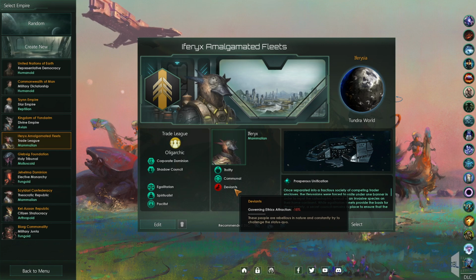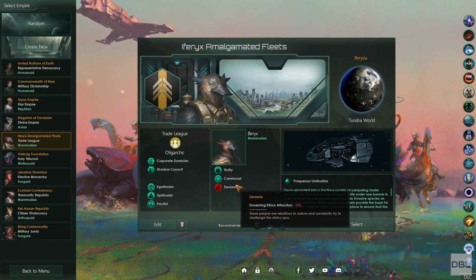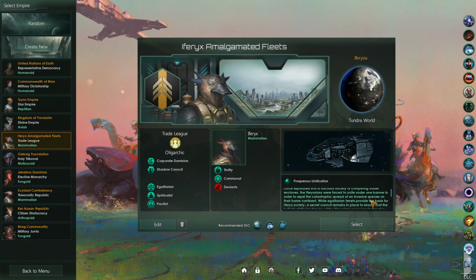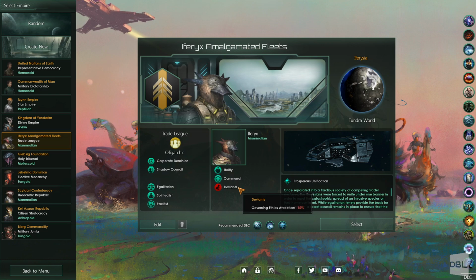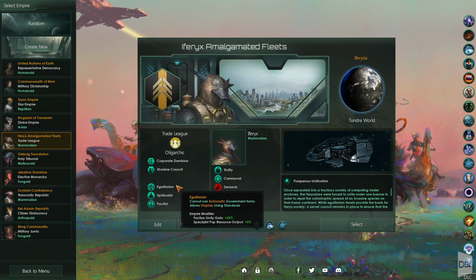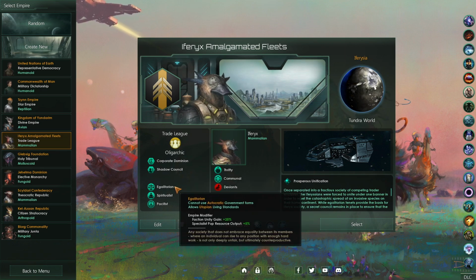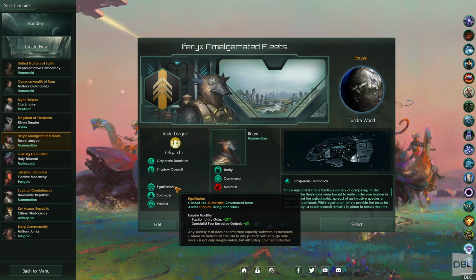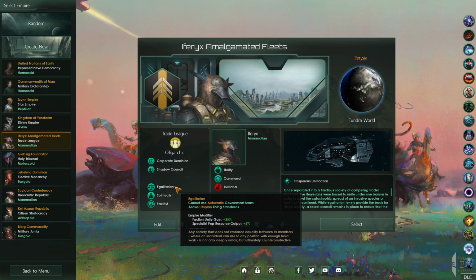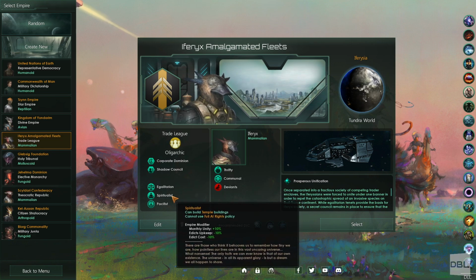Where was I? Deviants. Was I communal? Yeah, deviants. Oh, I was reading over here, right? Did I read the ducks? Egalitarian: any society that does not embrace equality between its members, where an individual can rise to any position with enough hard work, is not only deeply unfair, but ultimately counterproductive. Spiritualist: they can build temples, but they cannot use full AI rights. I don't know what that means. I don't know what most of this means.